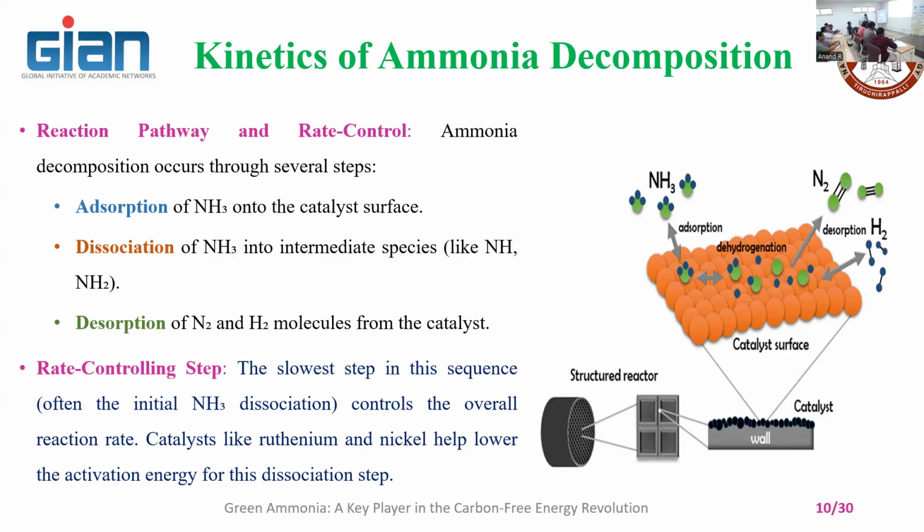So during dissociation, there are different intermediate species happening: NH, NH2, and N2H. Ultimately, the purpose of the decomposition is to recombine the hydrogen to form H2, then take out the nitrogen from the ammonia molecule. So the slowest step in this sequence controls the overall reaction rate. Catalysts like ruthenium and rhenium help to consume the minimum energy for the dissociation of ammonia.